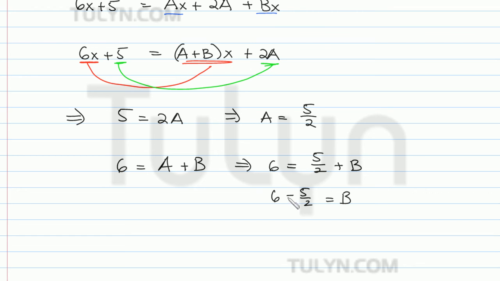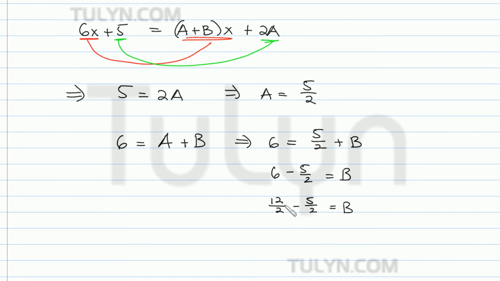Simplifying the left, we can write 6 with a denominator of 2 so that we have a common denominator. So we get 12/2 - 5/2, and now that they have the common denominator, we can just combine them. So 7/2 = B. So now we have our A and our B.